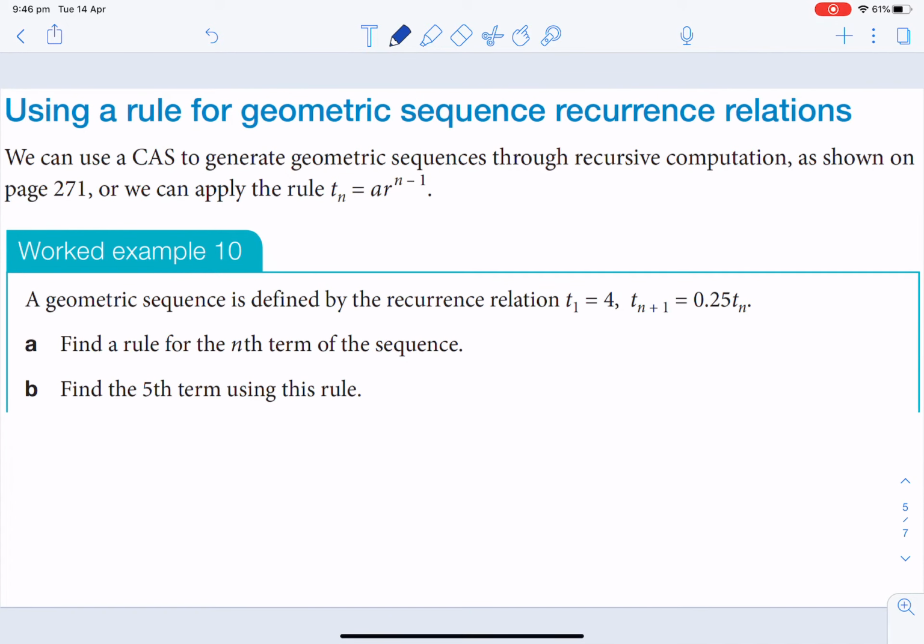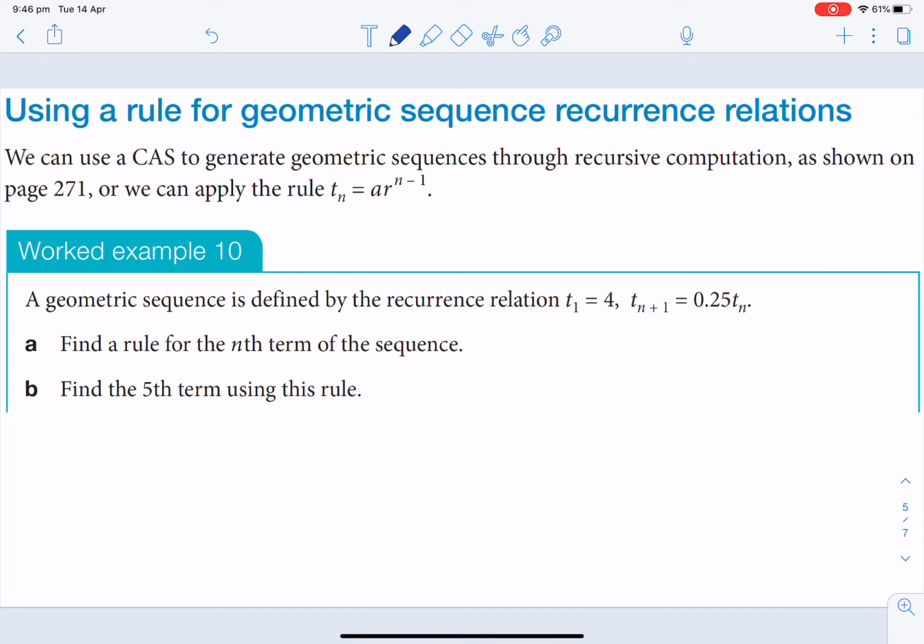Using a general rule for geometric sequence recurrence relations, we can use a CAS to generate geometric sequences through recursive computation. Again, in the video, have another look at it later if you need to, as shown on page 271. Or we can apply the rule T of n equals A times R to the power of n minus 1. All right, that rule again. T of n is equal to A times R to the power of n minus 1.